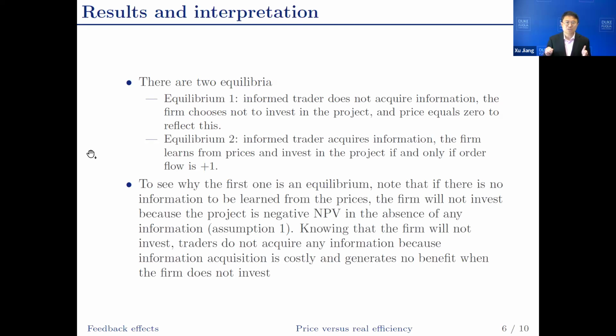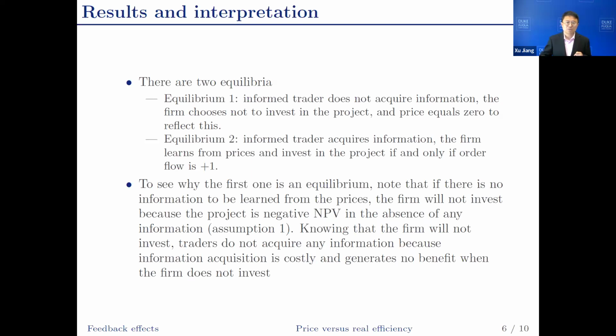To see why the first one is an equilibrium, note that if there is no information to be learned from the stock prices, the firm is not going to invest because assumption 1 states that absent any information, the project is negative NPV. And if the informed trader knows that the firm is not going to invest, they're not going to acquire information because price is going to be equal to 0 for any order flow. And so there is no trading profit because information acquisition is costly.